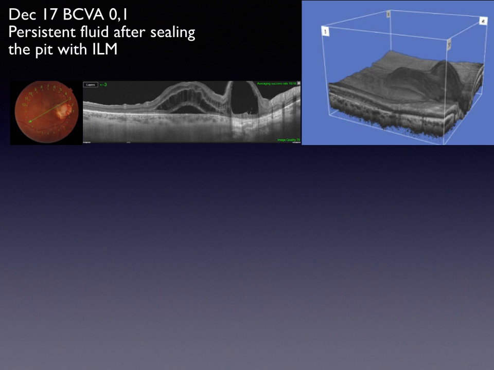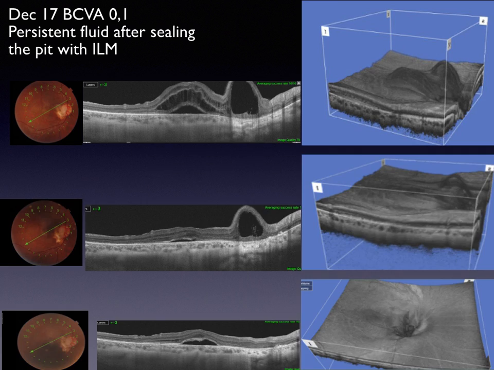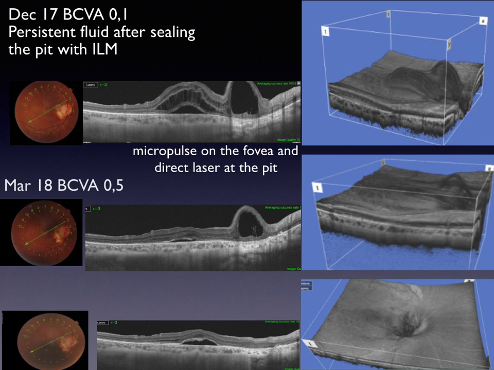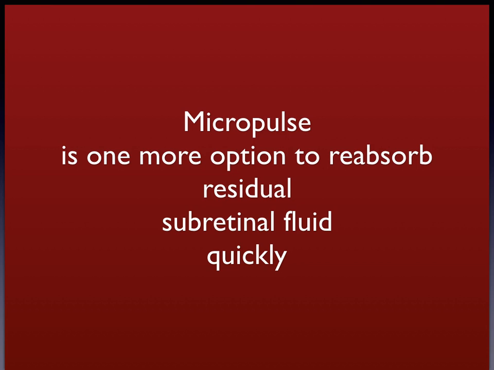So when he had a relapse, the intraretinal fluid and subretinal fluid was not so much. In this case, I decided to apply micropulse laser before going back to surgery, and indeed I obtained a good reabsorption of all the fluid. So we should actually consider micropulse as one more option that we have today to reabsorb a small amount of fluid either intra or subretinally.